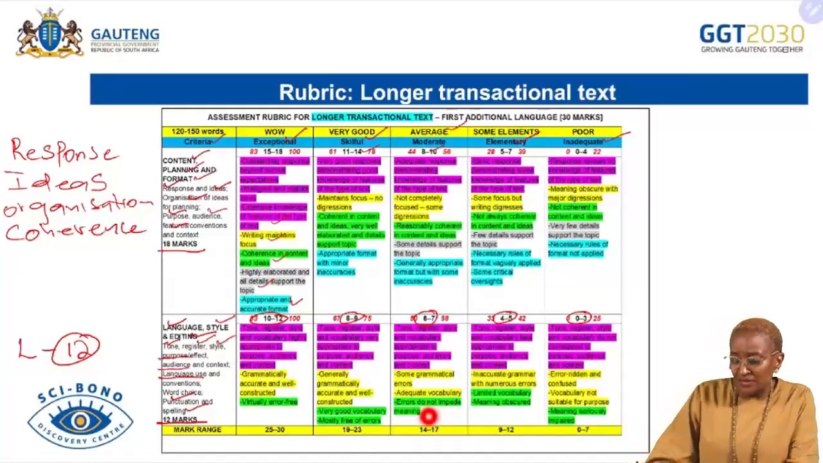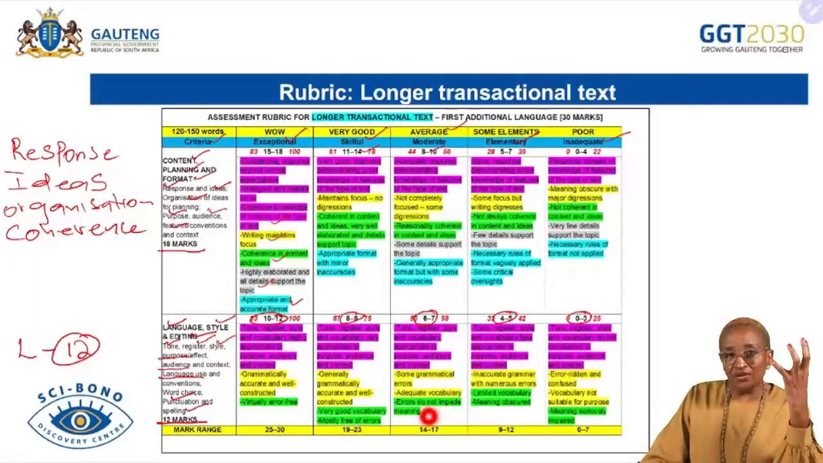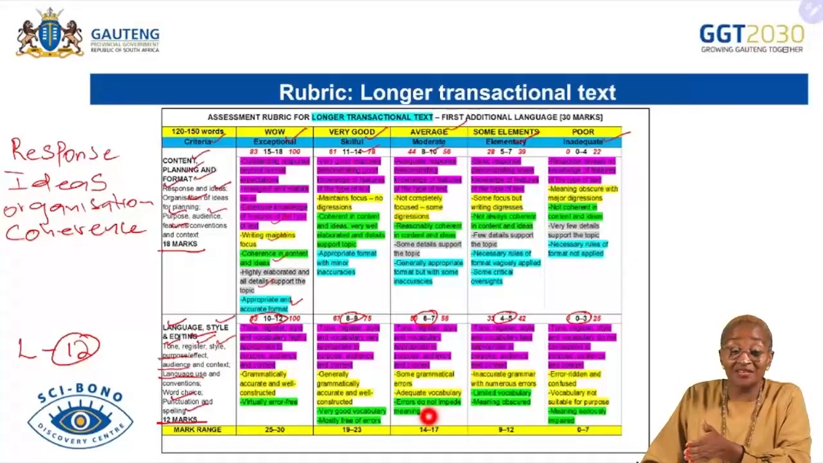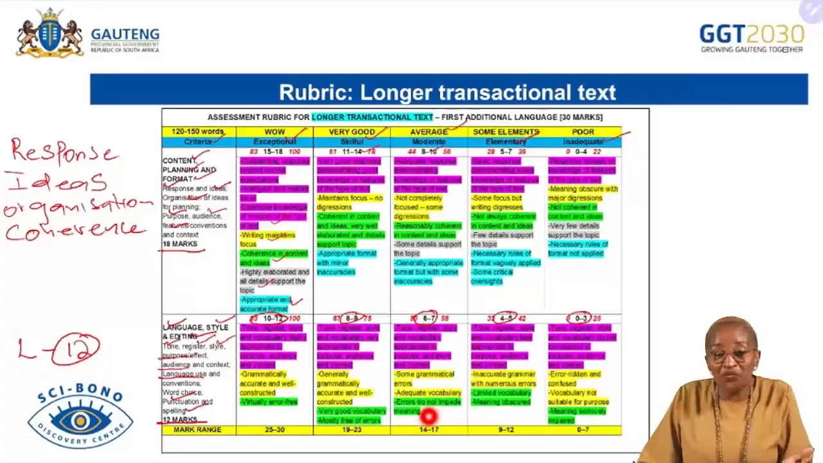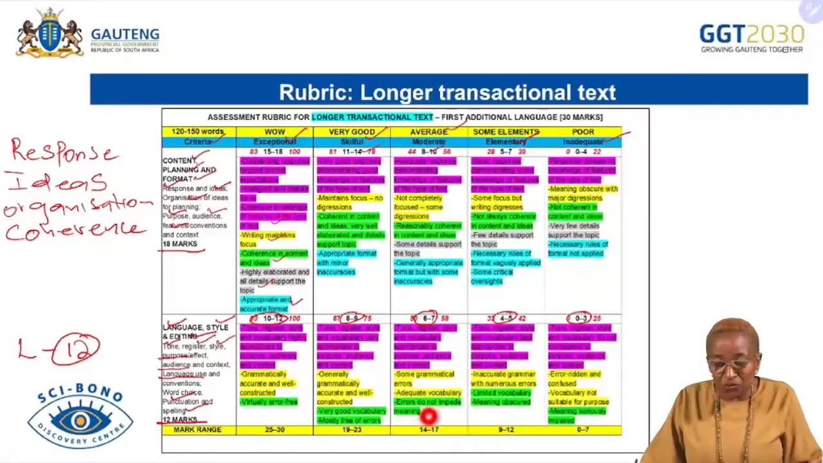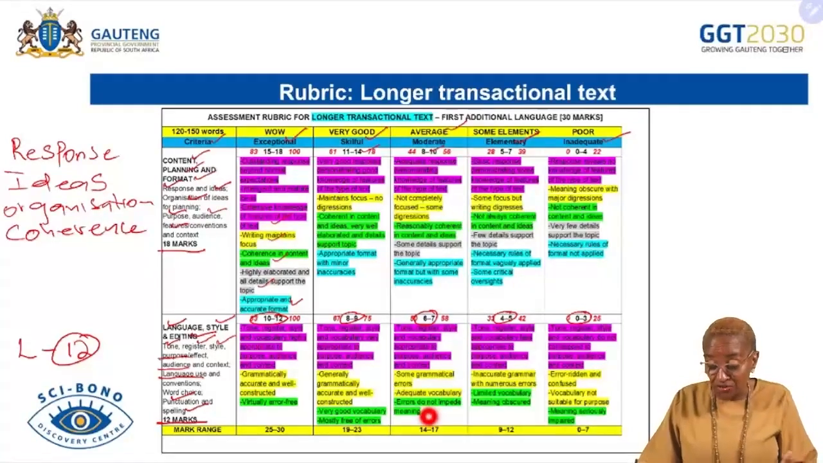I would love to believe that you now have an idea of how your work is being marked, how we use the rubric. And that would also encourage you to write a good piece at the end of this presentation. Because you now know what would give you an 18. You now know what would give you a 14 for content and what would give you a 12 for language.